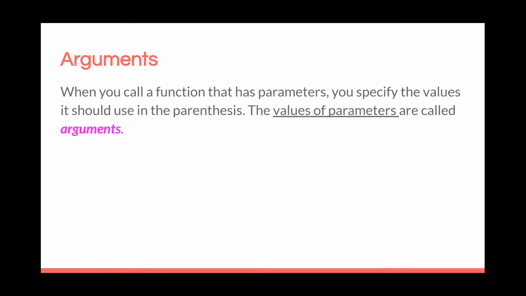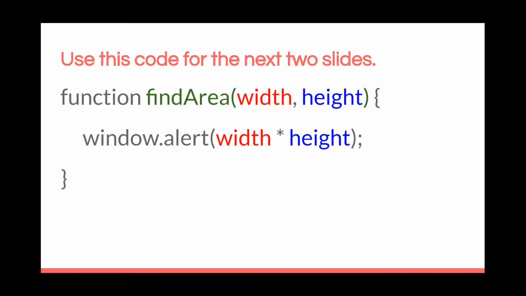And as I said earlier, whenever we give values to parameters, they're called arguments, because you can't do width and height without arguments. You need values. So why don't we look at this code? Function findArea, width, height, those are the two parameters, and I'm going to multiply those two parameters, but we don't have any arguments yet. Remember, arguments are the values of parameters.